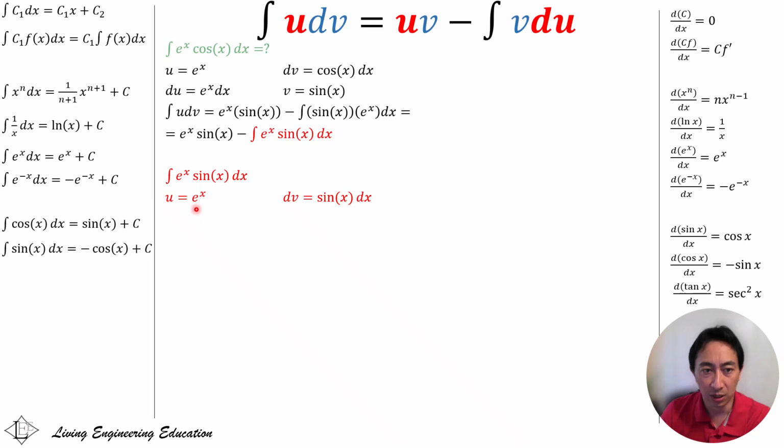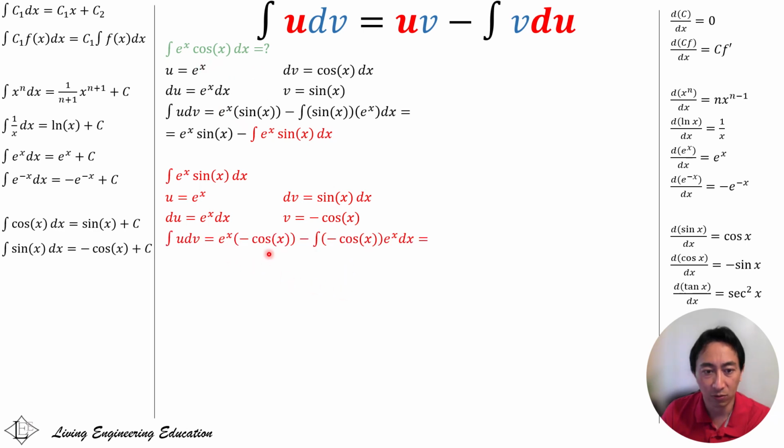So du is going to be e^x dx, and v is going to be the integral of sine x, which would be negative cosine x. All right, so now I have u and du, dv and v, and I can plug it back into this equation. So uv will be e^x times negative cosine x minus the integral of v du. V is negative cosine x, du is e^x dx, and that's the same form as my original.